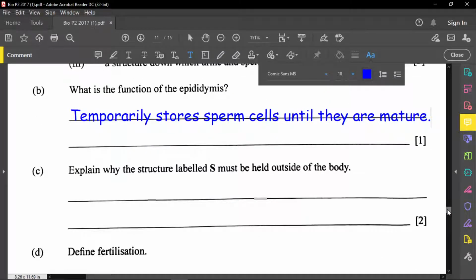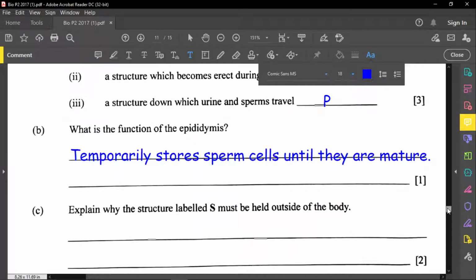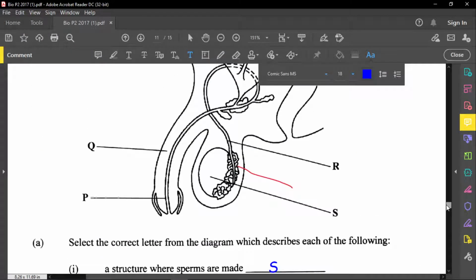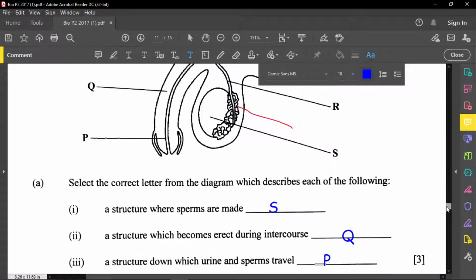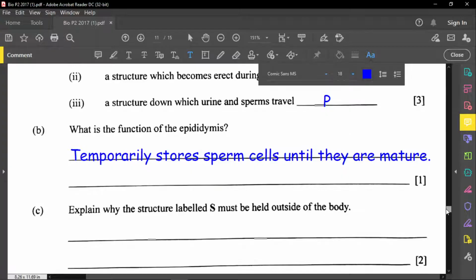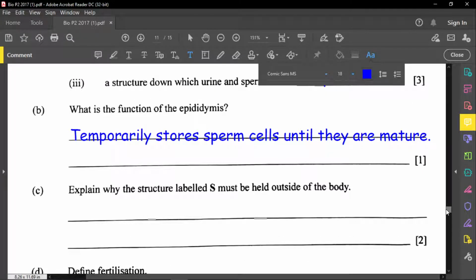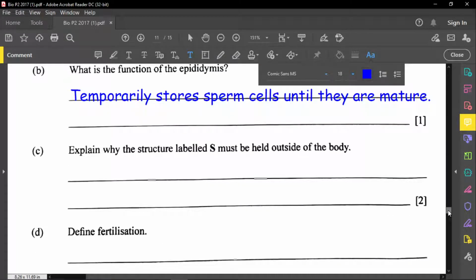Explain why the structure labeled S must be held outside of the body. Let's see what S is. S is the testis. So the testis is not in the body. It is in the scrotal sac, or the scrotum, and it's outside of the body. The very simple and basic reason for that is because sperm cells are produced at a slightly lower temperature than the body itself. Let me write that in real quick for you.